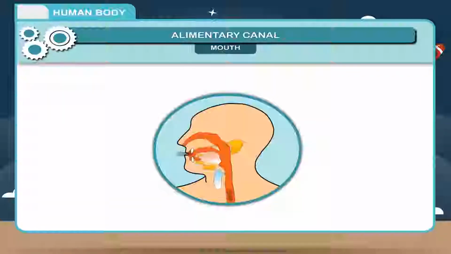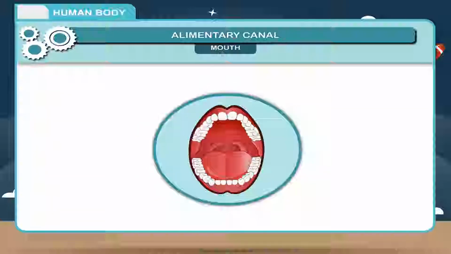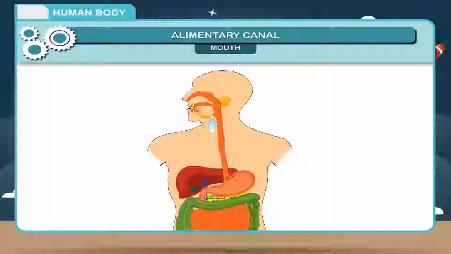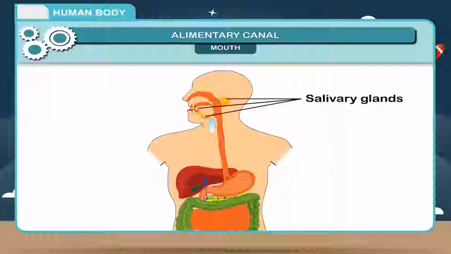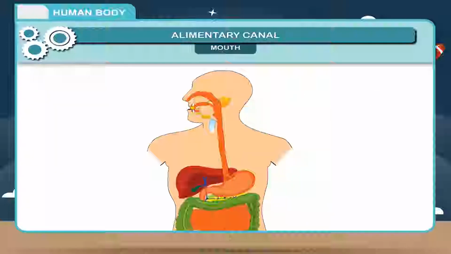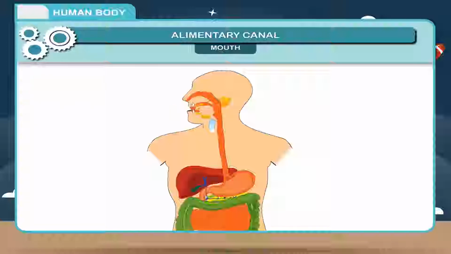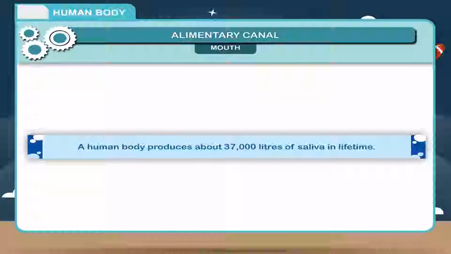Mouth. The first organ of the alimentary canal is the mouth. Food taken through the mouth is called ingestion. Solid foods are chewed here with the help of different types of teeth. The tongue and the cheeks also help in this process. During chewing, 3 pairs of salivary glands secrete saliva to moisten the food. The saliva helps in the chemical digestion of food. Saliva contains the enzyme salivary amylase, ptyalin, which converts starch into maltose. The tongue pushes this soft food, called bolus, to the back of the mouth into the esophagus. A human body produces about 37,000 liters of saliva in a lifetime.